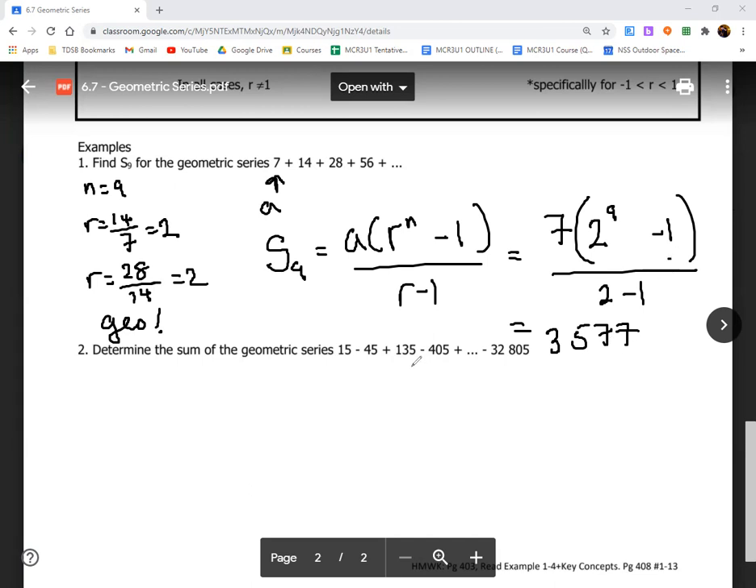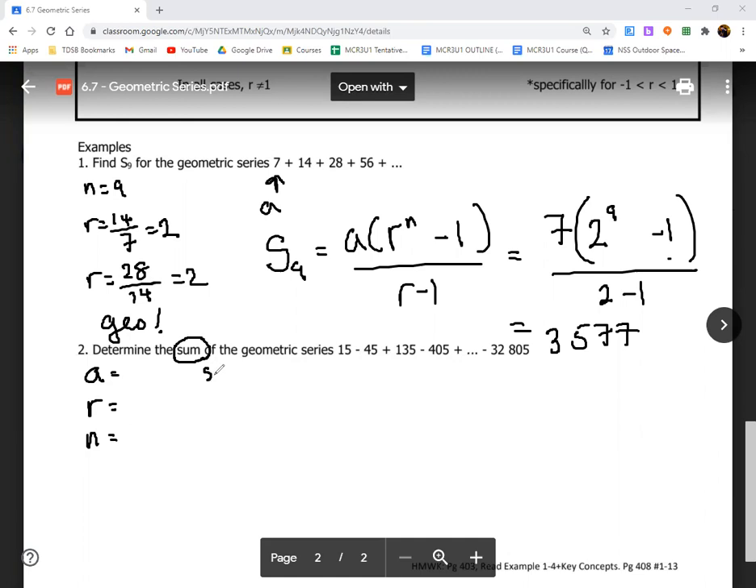Okay. Can we try the next one? Again, for a formula, all you really need is to somehow identify the first number, the ratio, and how many terms there are. Can we try that? Okay. So again, you can pause the video if you'd like, but I'm just going to get to it. A couple of things you want to do. I'll just finish this off so you can take your break sooner. Determine the sum.